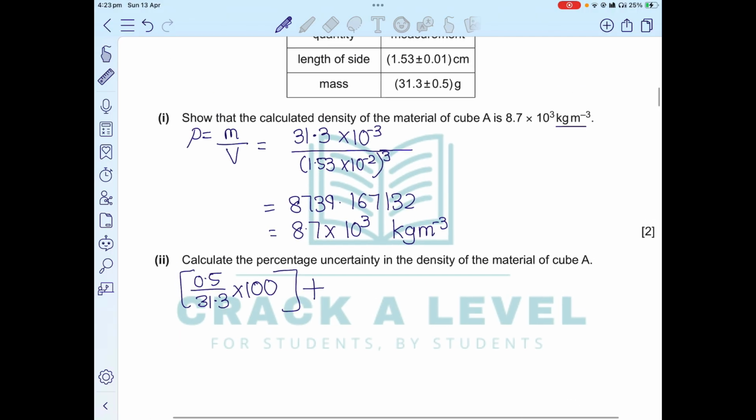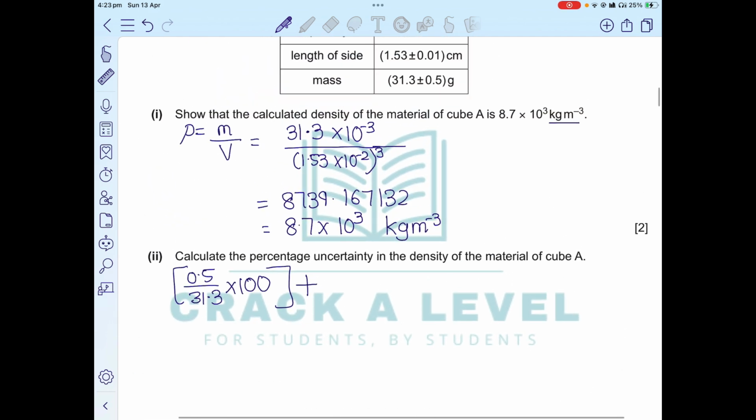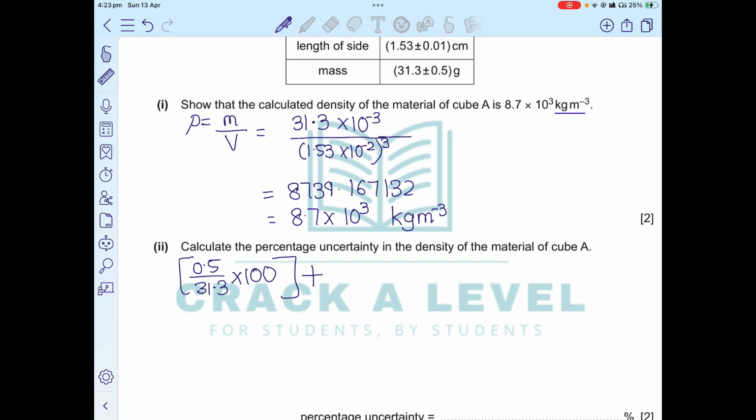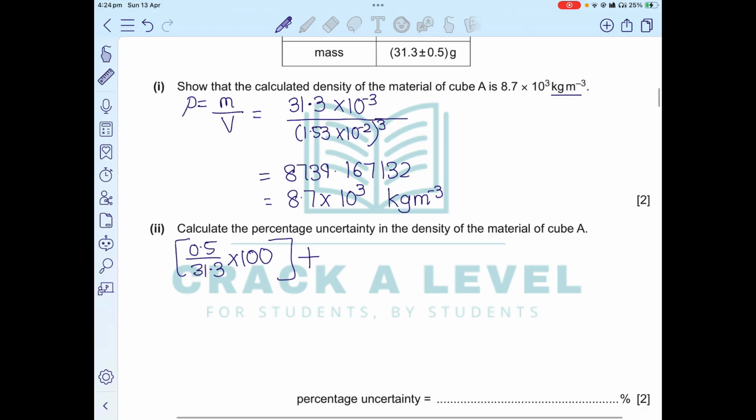Now, the next thing that we need to do is add up the percentage uncertainty of the volume. Now, because the volume is not given, we have the length values. The length values are being cubed, and whenever we have a power of cube, we always have to multiply that for the percentage uncertainty.